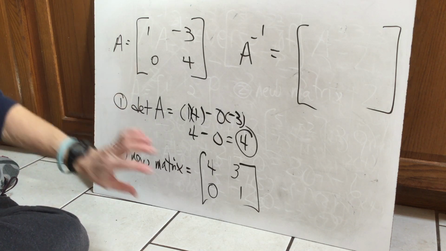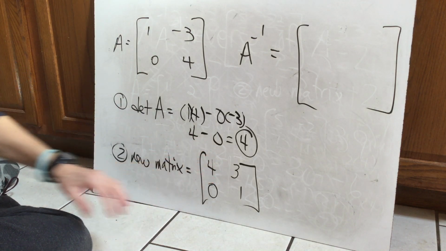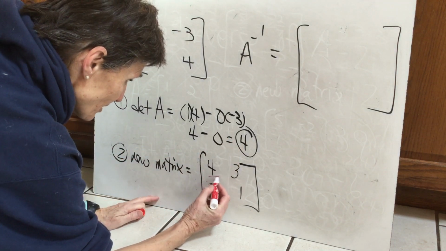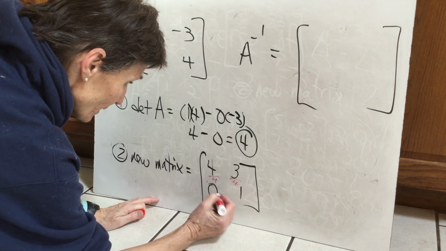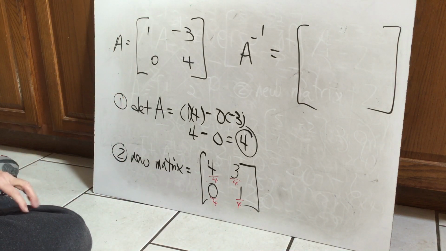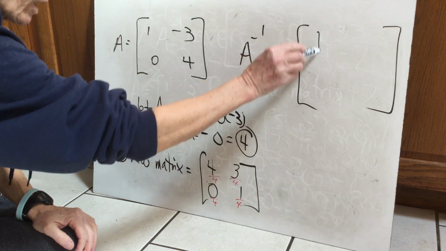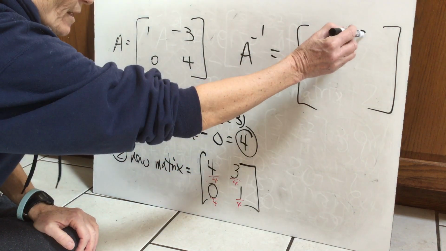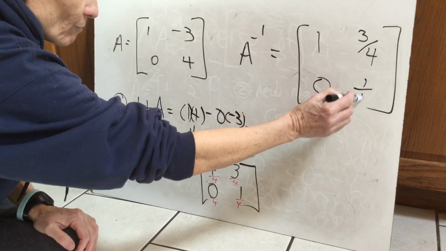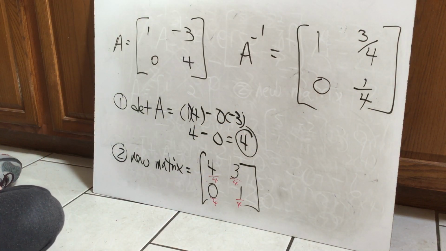Now, I take this new matrix, and every single number in it gets divided by the determinant. So I'm going to reduce any fractions it can reduce. So for example, that's going to be a 1, 4 over 4, then 3/4, 0, and 1/4. And there is the inverse.